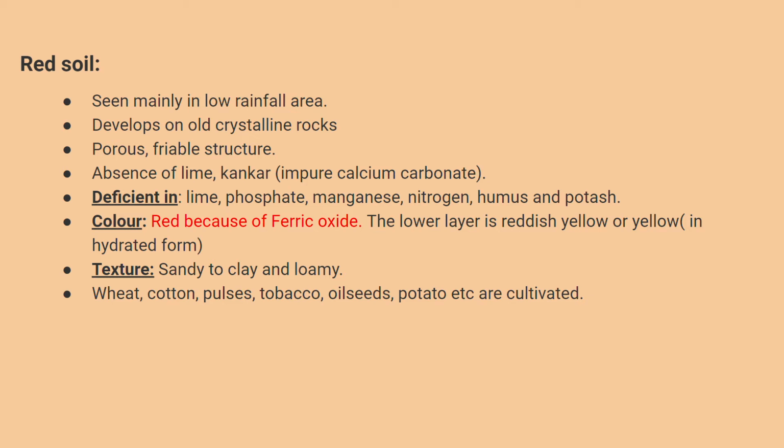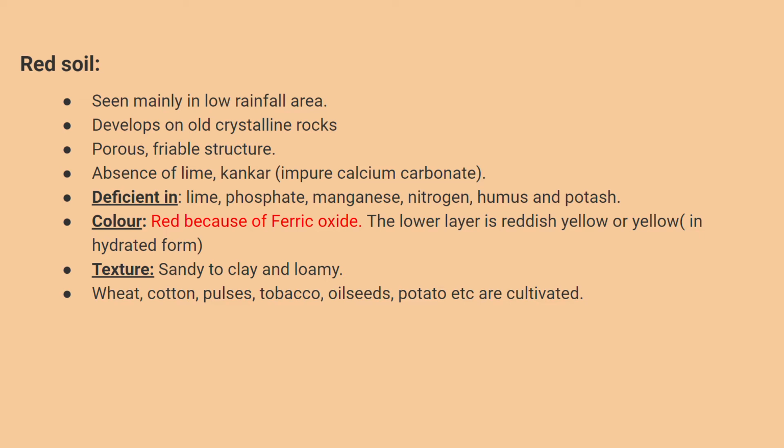Because it has iron present in it. So red soil is red in color because of ferric oxide inside it, which is iron. And sometimes it is reddish yellow and yellow also in hydrated form. It is sandy in texture and loamy also. Sandy to clay or loamy in structure. Loam is a mixture of sand and clay.